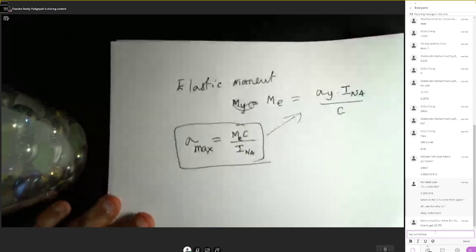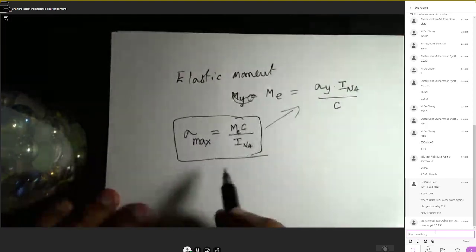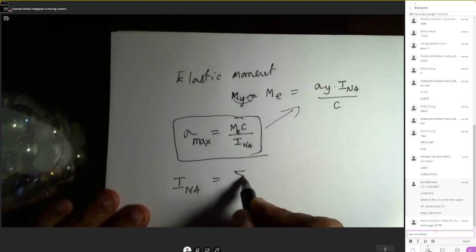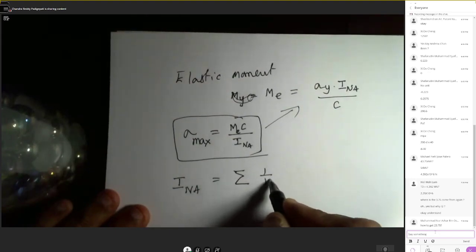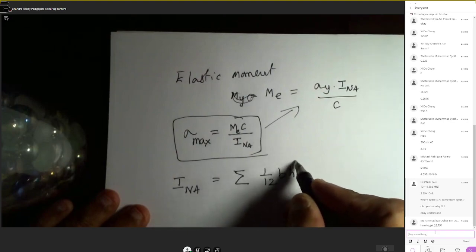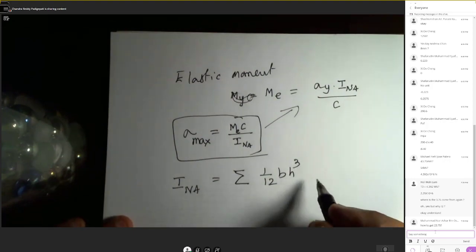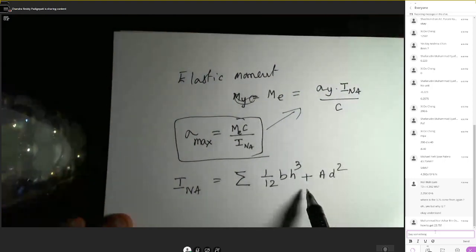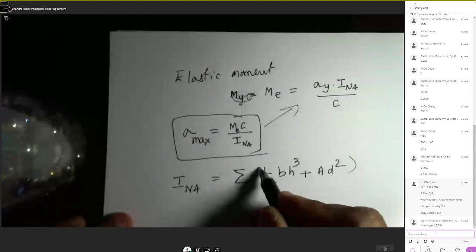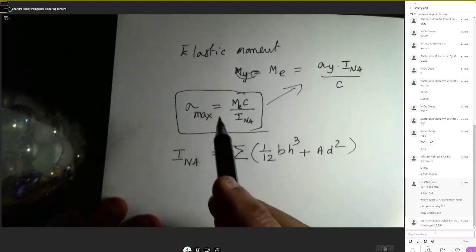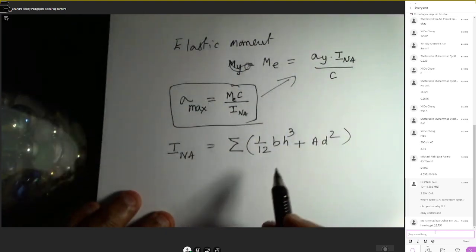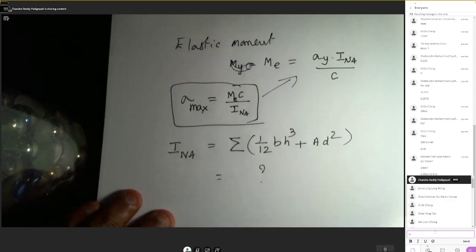Now, when you want to calculate this elastic moment, you need to calculate the inertia through the neutral axis. Because all our cross sections are rectangles, we apply the formula for the rectangle with the parallel axis theorem. So we can write 1 over 12 BH cubed plus A D squared. So this is the inertia through the neutral axis for calculating the elastic moment. Okay, so you can apply this formula, then calculate the inertia through the neutral axis.